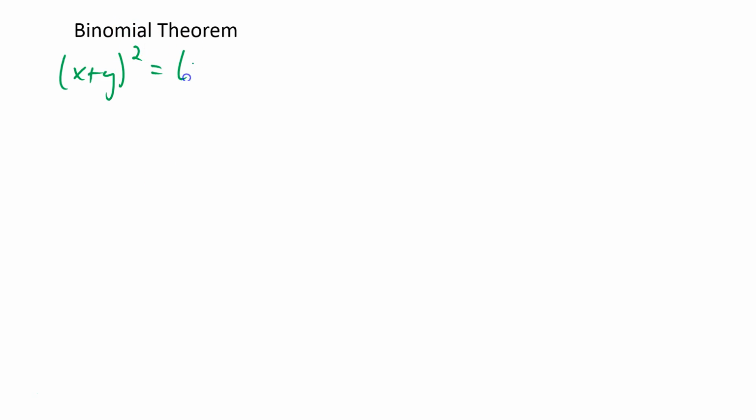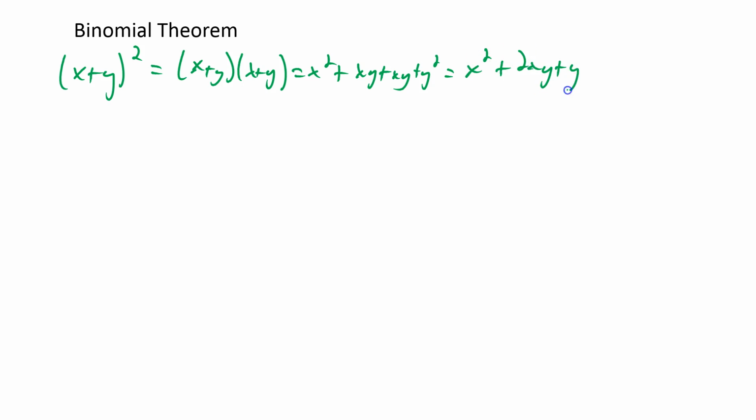X plus y squared, we know how to do that. X plus y times x plus y. If you're one of those people who likes to make a box, you can make a box, whatever. X squared plus xy again, outside and inside terms, and then last terms give me y squared. So that is x squared plus 2xy plus y squared. Notice the x starts with a degree of 2, then it's a degree of 1, and there's no x left at all. The y climbs: no degree at all, then 1, then 2.